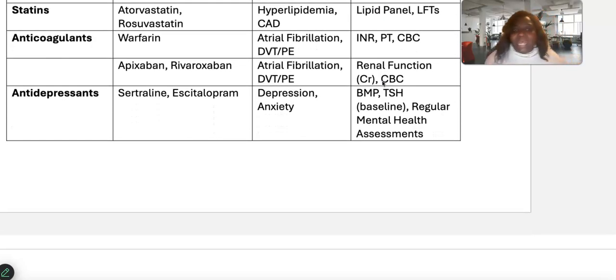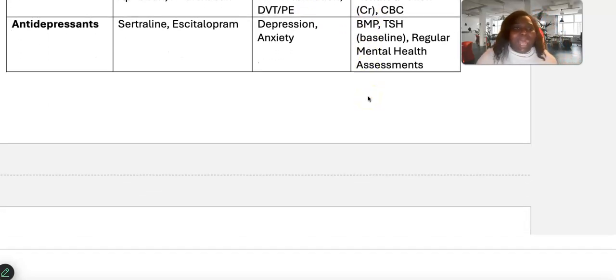What about statins? Atorvastatin, rosuvastatin. What is it used for? Of course, hyperlipidemia. You want to monitor lipid panel, keep an eye on that, and LFTs. What about anticoagulants? Warfarin, apixaban, rivaroxaban. Of course, for warfarin, what do you specifically want to monitor? You want to monitor INR, PT, CBC. What about apixaban and rivaroxaban? You want to definitely check the creatinine, renal function, and CBC.